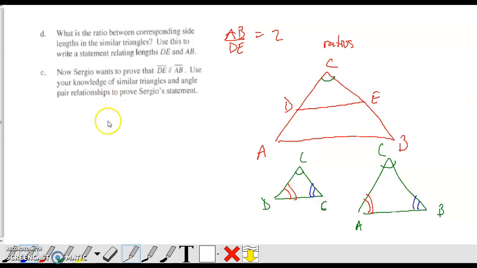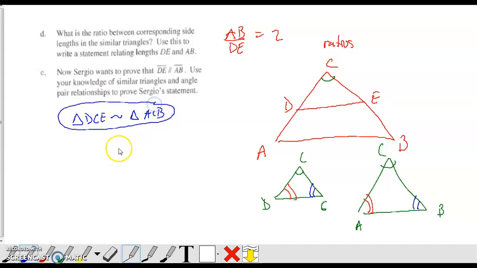So what I can do is let's do a flow chart this time. So let's just say that since we already know that triangle DCE is similar to triangle ACB, why do I get to say this? Previous proof. So that's the reason. I don't have to go back. And then what do I get to say? I get to say that angle CDE is going to be congruent, because they are exactly the same, to CAB.